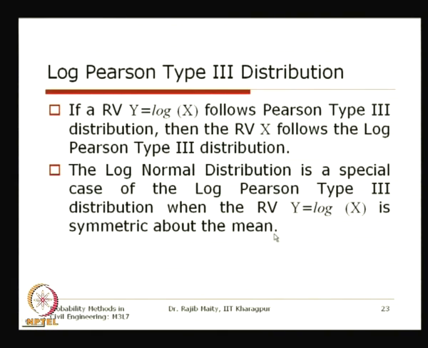This can also be controlled. We know that for the log normal distribution, after taking the log, it becomes symmetric. So when y, after taking the log of x, is symmetric about the mean, that is a special case of the log Pearson type 3 distribution, which is the log normal distribution.